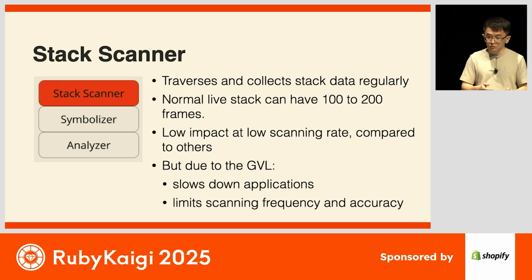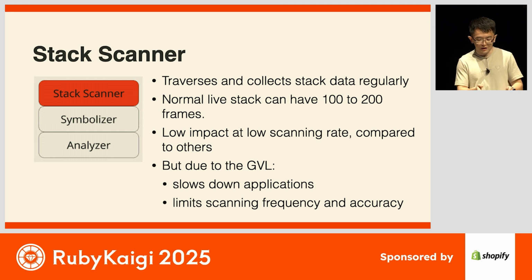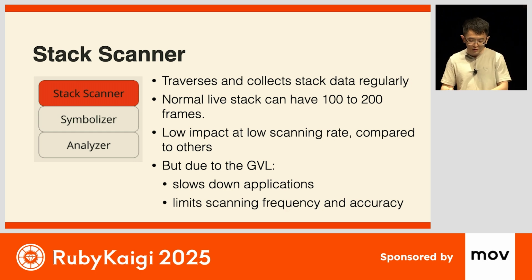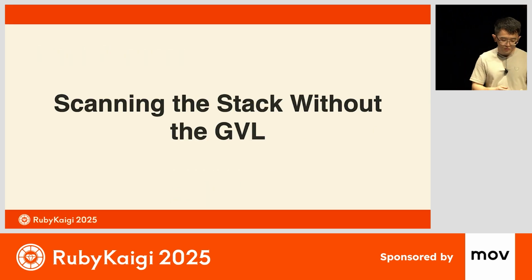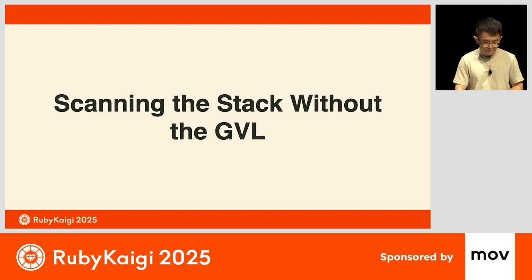But the existing solution is not ideal because it uses the GVL. That means when the stack scanner holds the GVL, our application can't do its job. It blocks our application's execution. So it slows down our applications, and it limits scanning frequency as well as accuracy. Yeah, so let's go to the next section: how to scan the stack without the GVL.